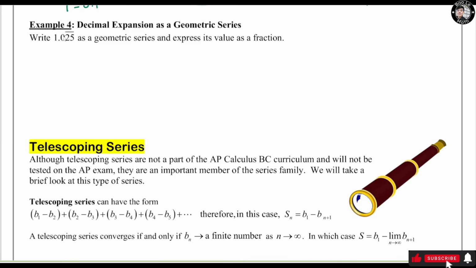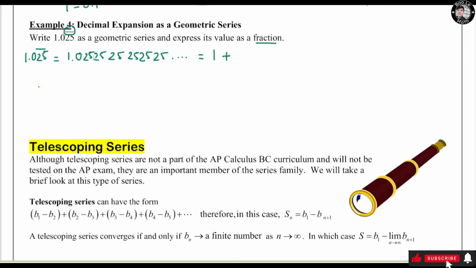Now let's take a look at example number 4. Decimal expansion as a geometric series. Write 1.0 with 25 repeating as a geometric series and express its value as a fraction. Alright, so you see that there is a bar right here. It means 25 repeating. So 1.025 equals 1.025, 25, 25, 25, keep repeating, etc.